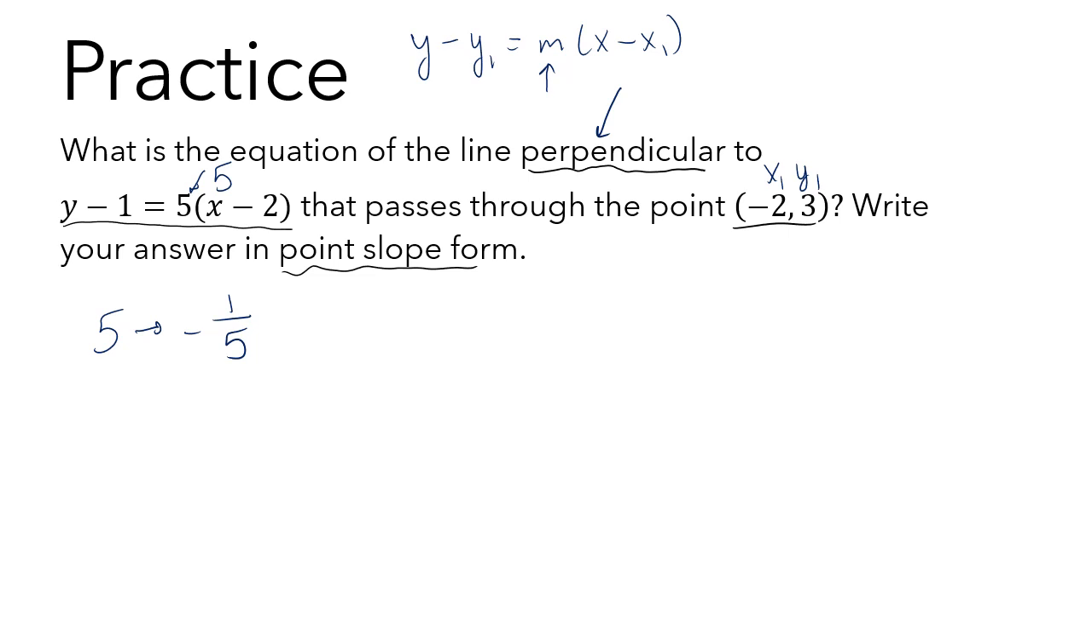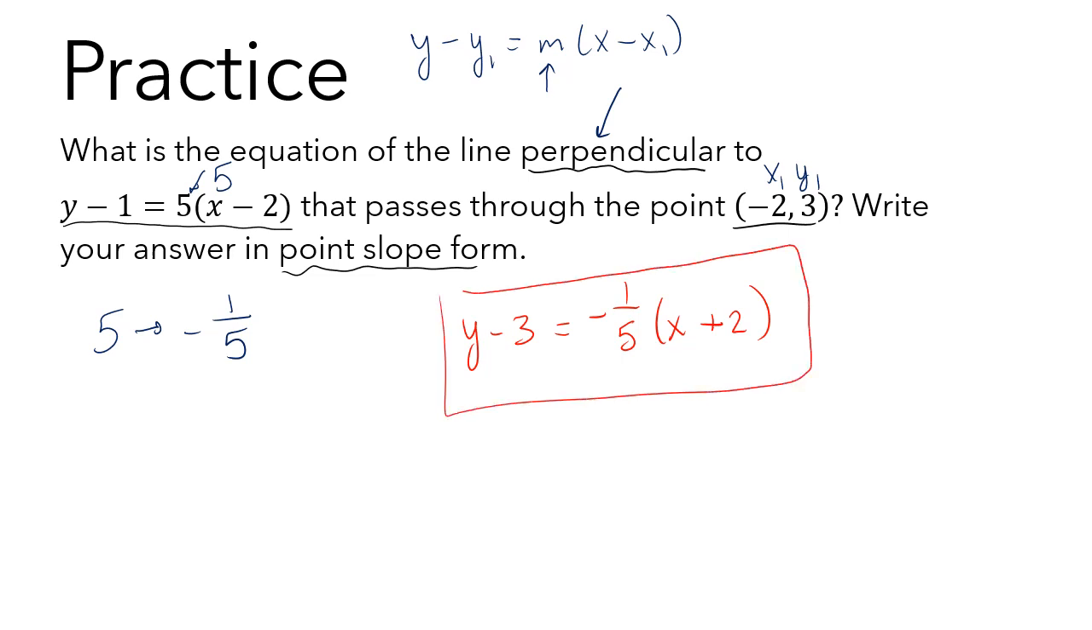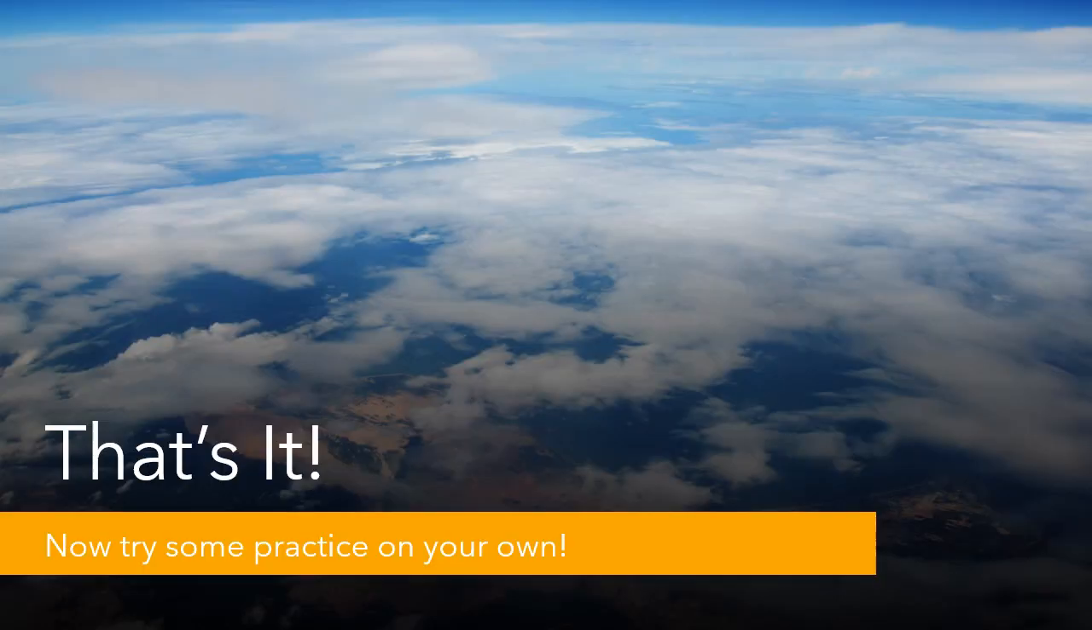Y minus y1 is 3 equals my slope, negative 1 over 5. It's not the same as the original, it's the perpendicular. Then I multiply by x minus my x1. Well, that's negative, so minus 2 actually turns to positive 2. And I don't have to change it to slope-intercept form. It's just asked for point-slope form. So here I'm done. And that's it. Go ahead now and try some practice on your own.